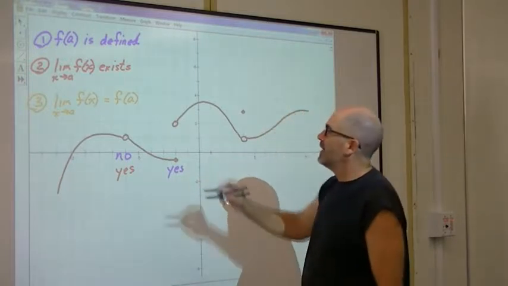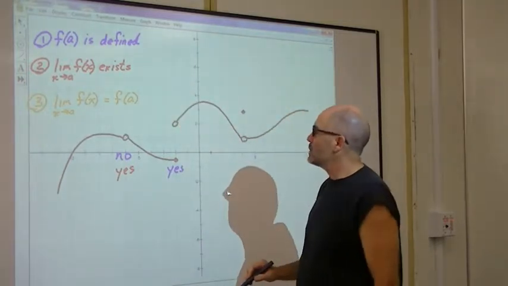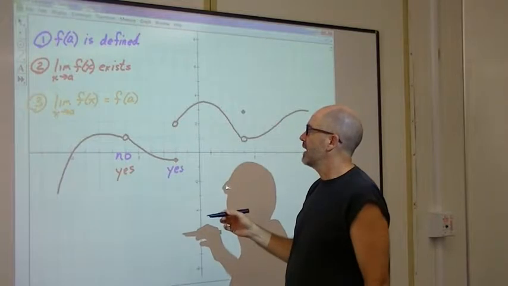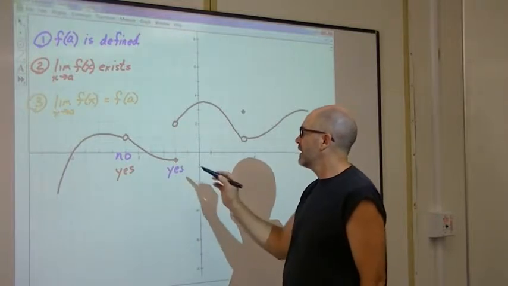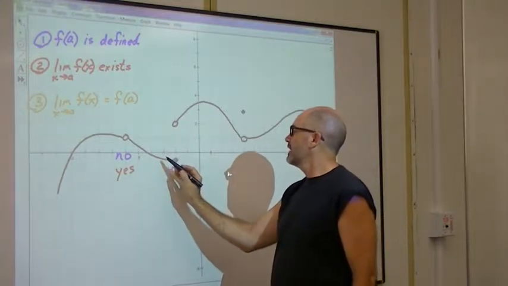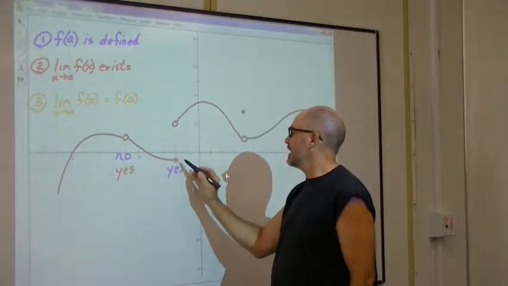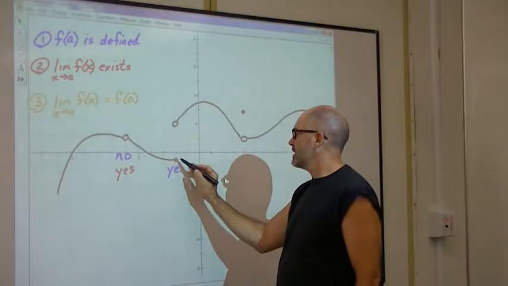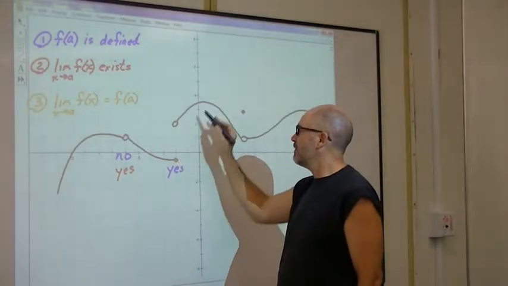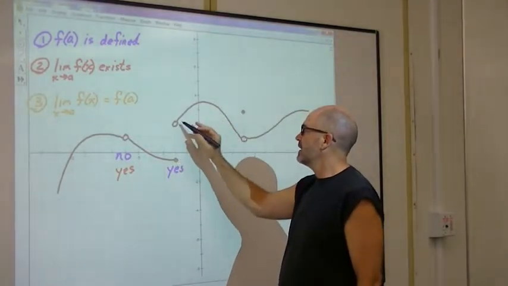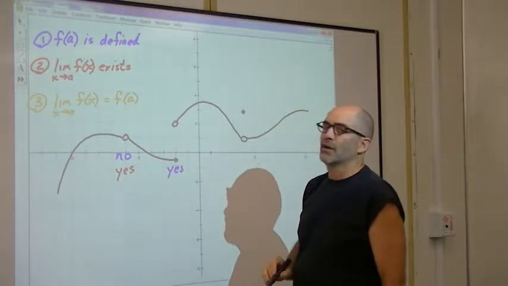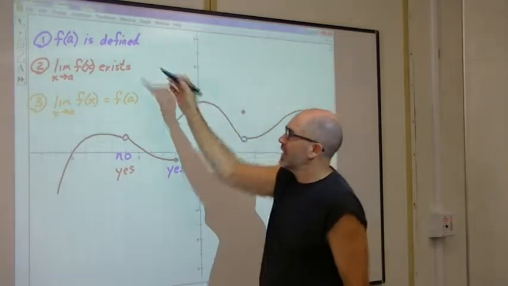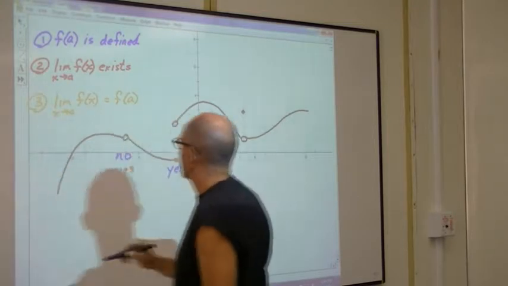Well, then does the limit as x approaches a of f of x exist? In other words, does the limit as x approaches -2 exist? Well, the left-hand limit ends up equaling -1/2, and the right-hand limit ends up equaling 2. So, clearly, the limit does not exist.